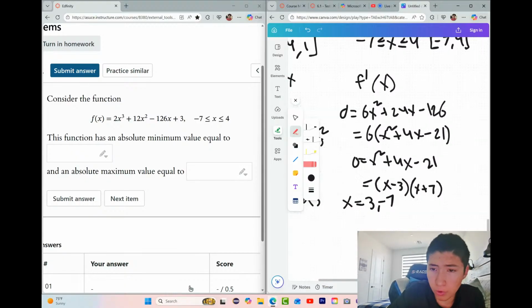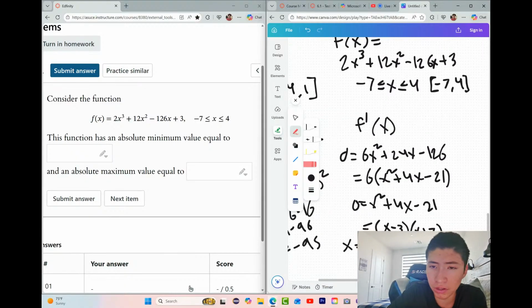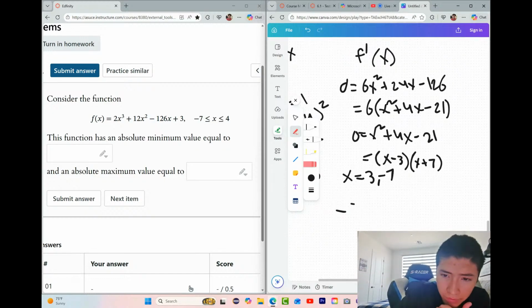So we have two critical values. Oh, and we got to see if this is valid. Yeah, no, it's valid. It's a polynomial function, the domain is all real numbers. So we got to check also negative 7. Oh, that all overlaps. So negative 7, 3, and 4.